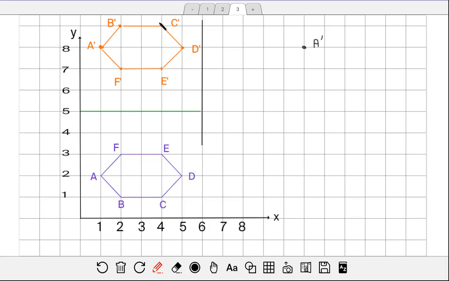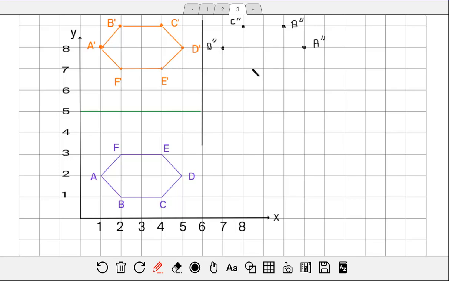So B is 1, 2, 3, 4 from it. So 4 on the other side would be, and actually I'd call this double prime because I need another prime. So the image of A prime is A double prime. Same with B prime's image would be B double prime. C prime is 2 from it, so C double prime would be 2 from it. D is just 1 mere block from it, so D prime is 1 block from it, so D double prime would be 1 on the other side. So there's D double prime.